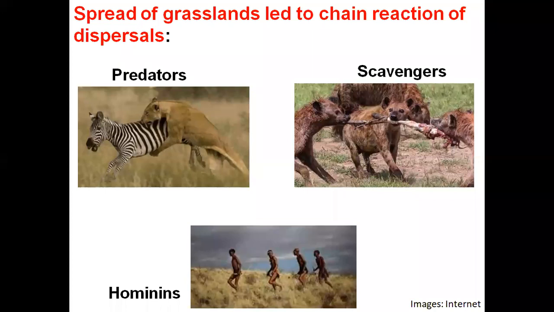And these dispersals were not intentional. The populations did not think that, okay, today I want to go to Israel from Africa. It was a very slow movement, unintentional. It was accidental.